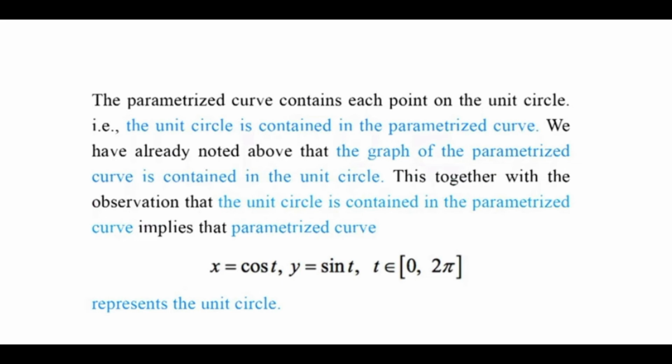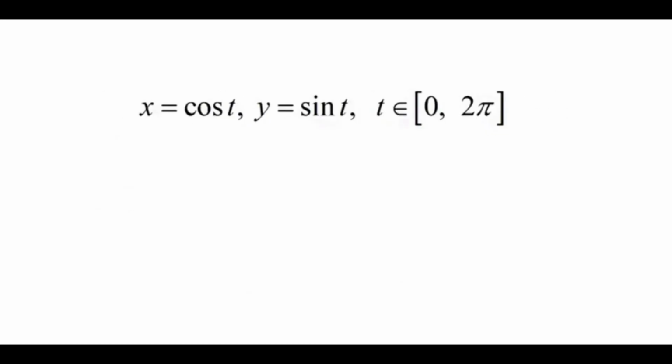x is equal to cos t and y is equal to sin t, where t varies over the closed interval [0, 2π], represents the unit circle. In other words, x is equal to cos t and y is equal to sin t, where t varies over the closed interval [0, 2π], is a parameterization of the unit circle.